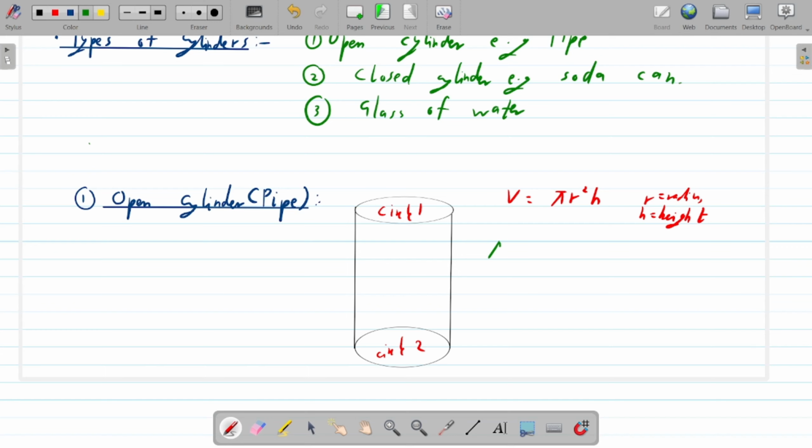Now I want to find the area for circle 1. The area of circle 1 is equal to pi r squared, and the same for the area of circle 2, which equals pi r squared. Okay, we have this. Now I want to find the area of this curved part. How do I find that?